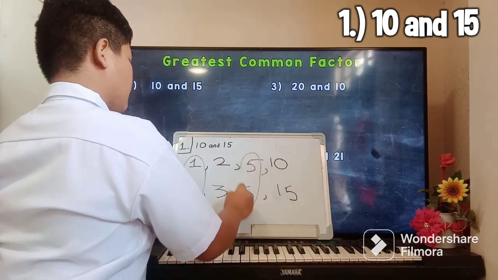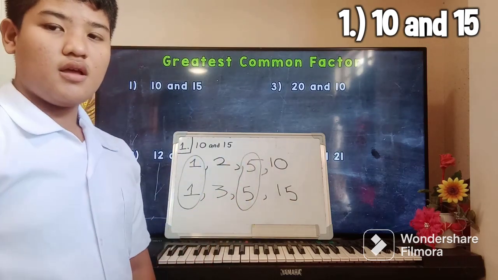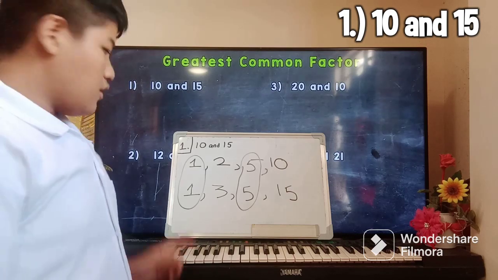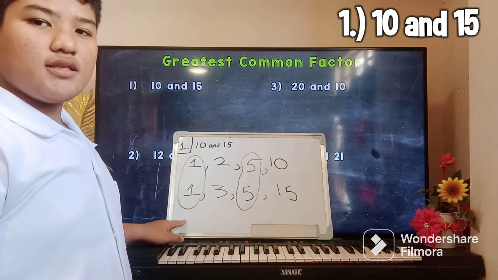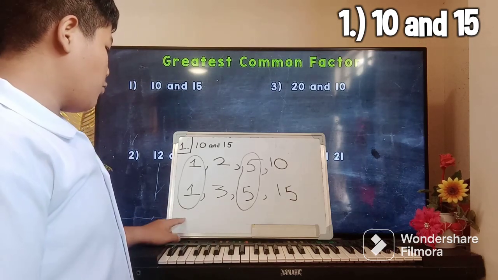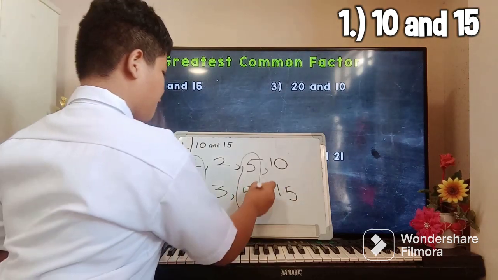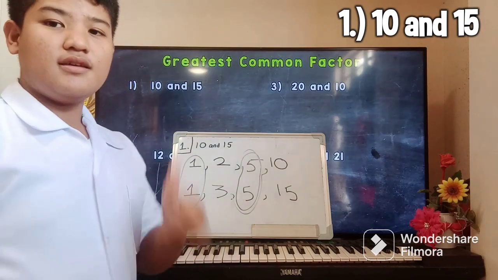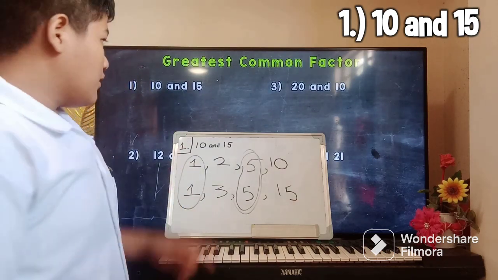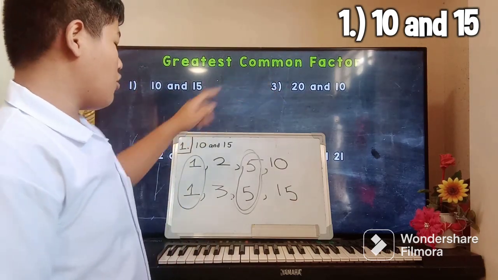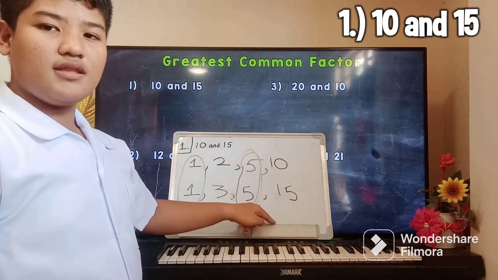So the numbers that you found are 1 and 5. But we need the greatest. Which number is greatest? Is it 1 or 5? If your answer is 5, yes, you are correct. The greatest common factor of 10 and 15 is 5.